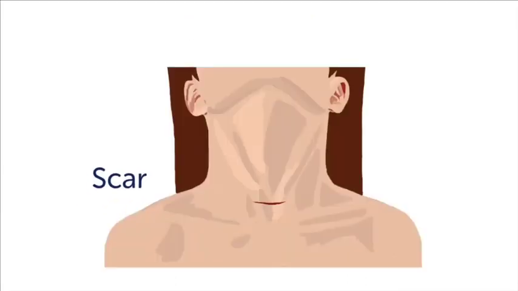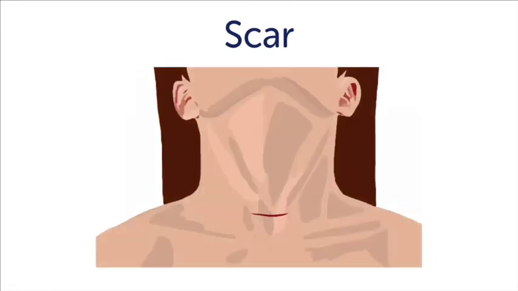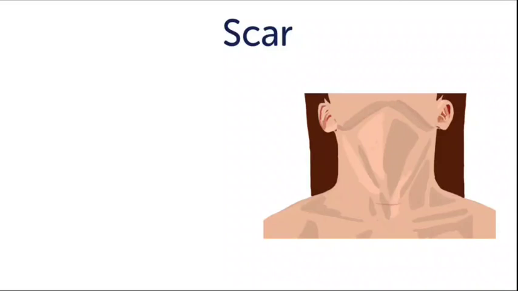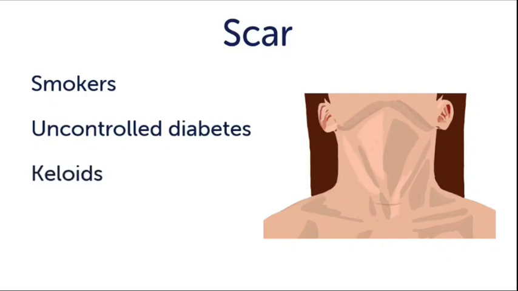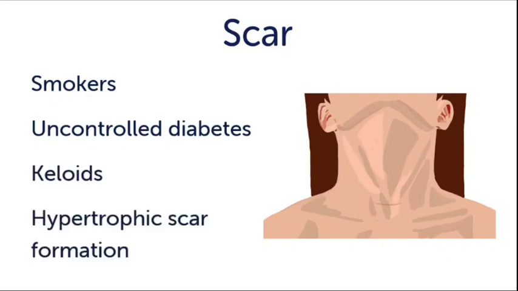Number 4, scar. The traditional thyroidectomy technique will leave a small scar on the neck. For the majority of patients, this will fade and blend in nicely over time. But depending upon your skin and how you tend to scar, it may always be visible. Some patients will have difficulty with wound healing. This is more common for patients who are smokers and patients with uncontrolled diabetes, history of keloid or hypertrophic scar formation.